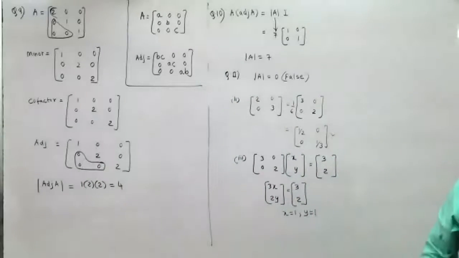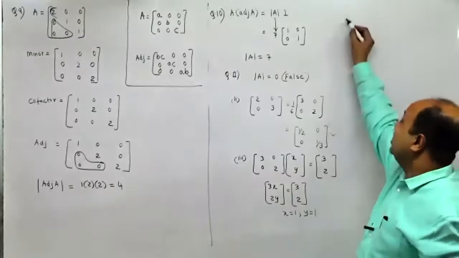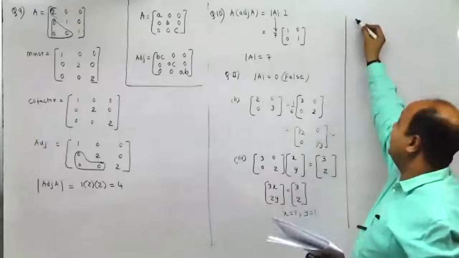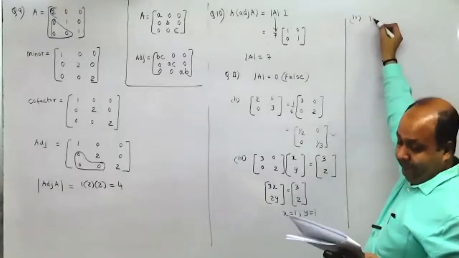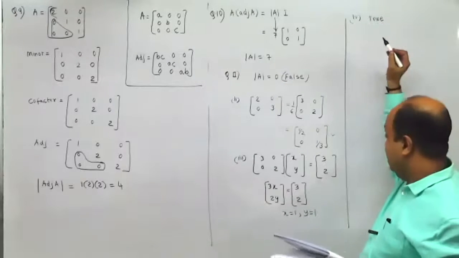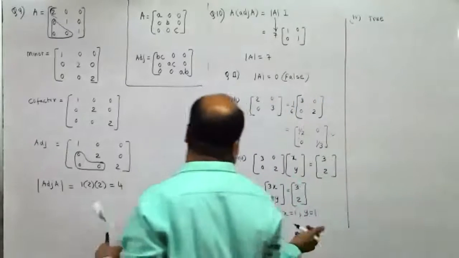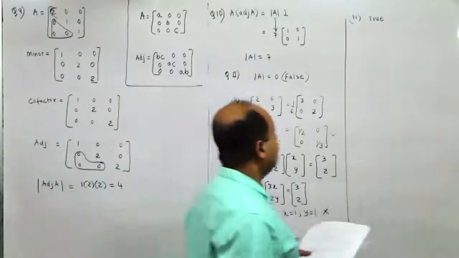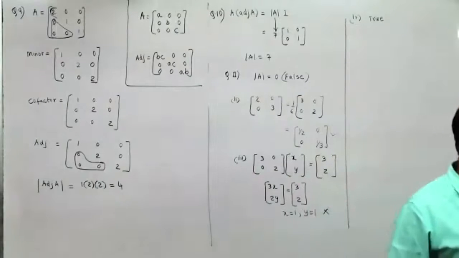Every square matrix can be expressed as a sum of symmetric and skew-symmetric matrix. Yes, it is true. Followed? So the answer for the third one is false. This should be x equal to 1 and y equal to 1. There it is y equal to minus 1. Followed?